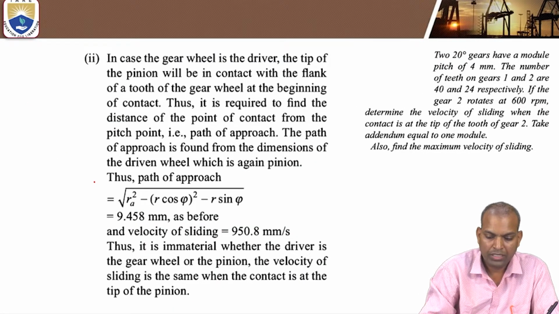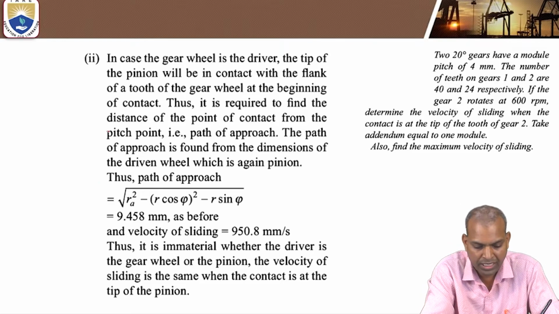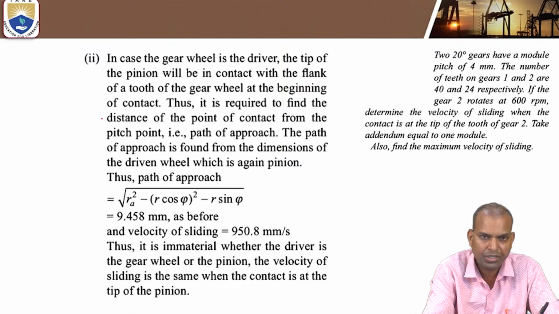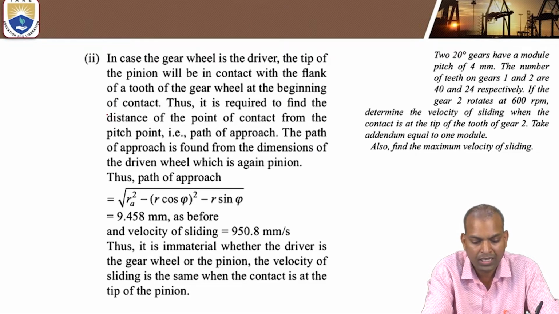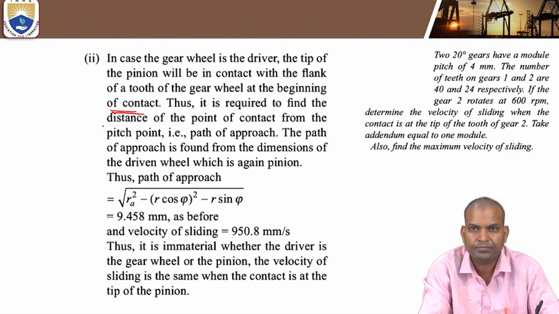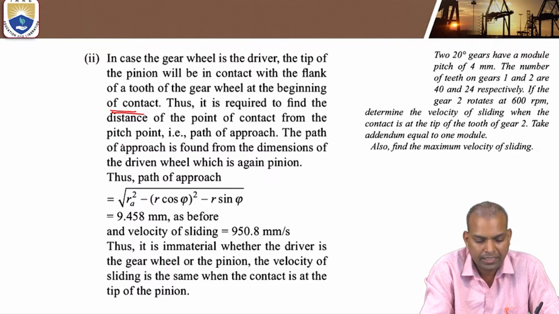Next, what is the second objective? The second objective is again, in case the gear wheel is the driver, before, in the case the pinion is the driver. Now if the gear wheel is the driver, the tip of the pinion will be in contact with the flank of a tooth of a gear wheel at the beginning of the contact. So it is required to find the distance of the point of contact from the pitch point, that is the path of approach.